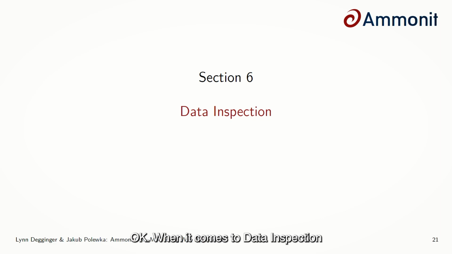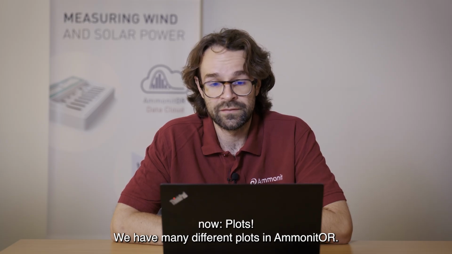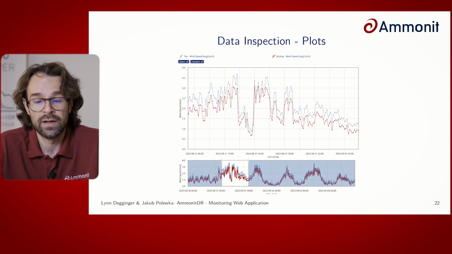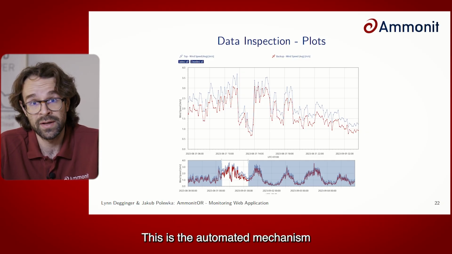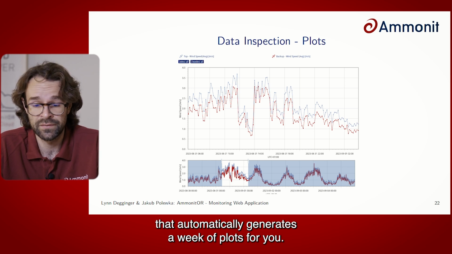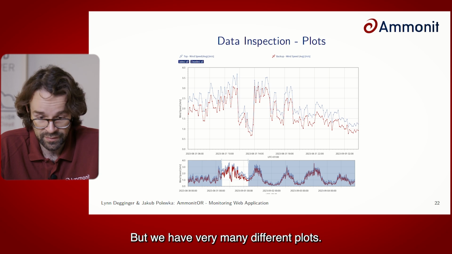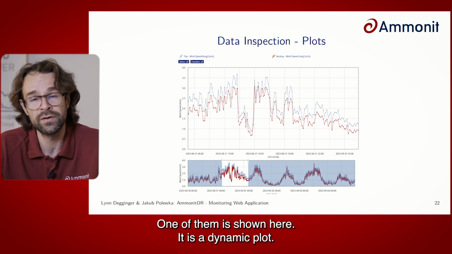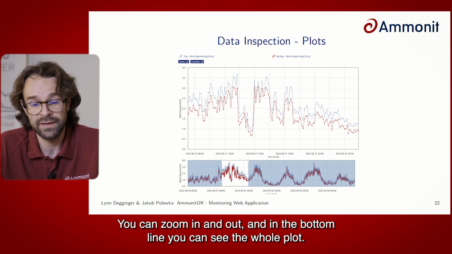Okay, when it comes to data inspection now, plots. We have many different plots in AmmonitOR. You could have seen also the week's review before. This is the automated mechanism that generates a week of plots for you. But we have very many different plots. One of them is shown in here. That's a dynamic plot. Basically you can plot whatever you want on the time axis. But you can zoom in and out.